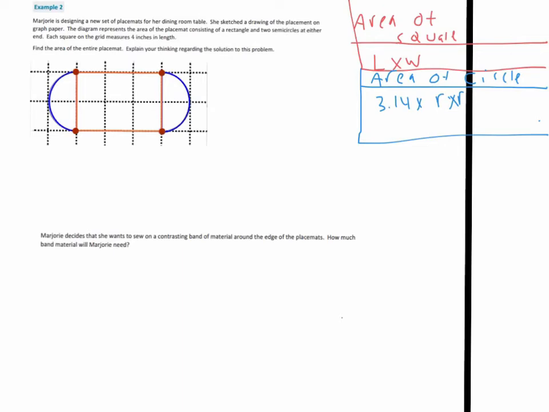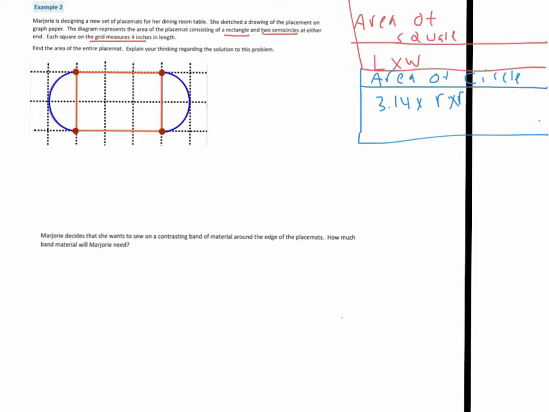So let's go back through and underline what's really important. It says the diagram represents the area of the placemat consisting of a rectangle and 2 semicircles. Do you know how to find the area of a rectangle? Yes. Do you know how to find the area of semicircles? Yes, we've done that. At either end, it says each grid measures 4 inches in length. Well, first of all, that means that each one of these is 4 inches. 4 inches, 4 inches, 4 inches.